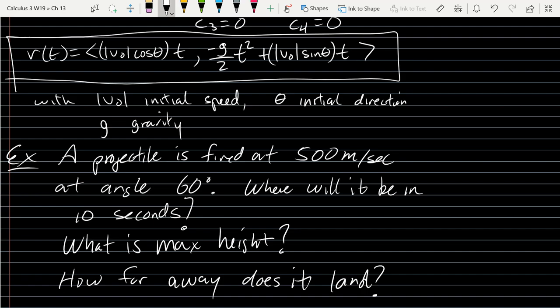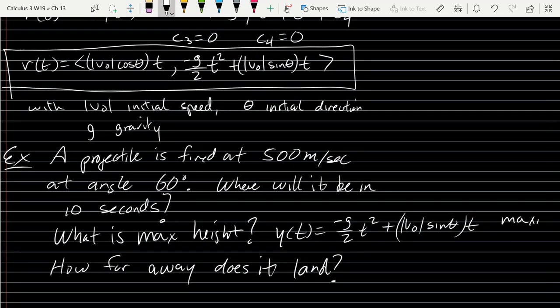All right, max height. What are we trying to maximize? The y component of the r function. So I'll write y of t equals, grabbing the second component, the y component, negative g over 2 t squared plus v0 sine theta t. I need to maximize this. So take y prime of t, the derivative, and set it equal to 0. That'll give you the t value to maximize. Then take that t value and plug it back in for y. That'll give you your height.